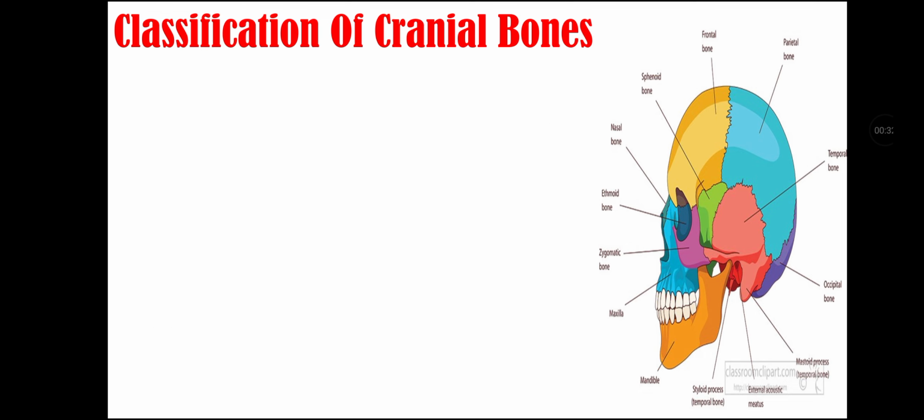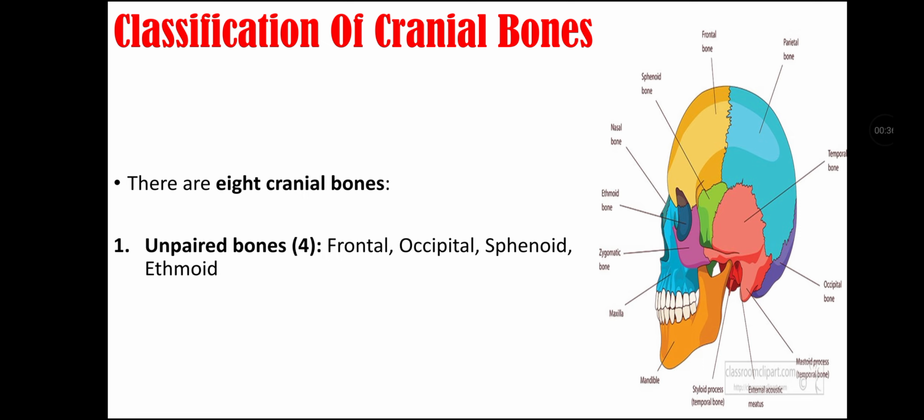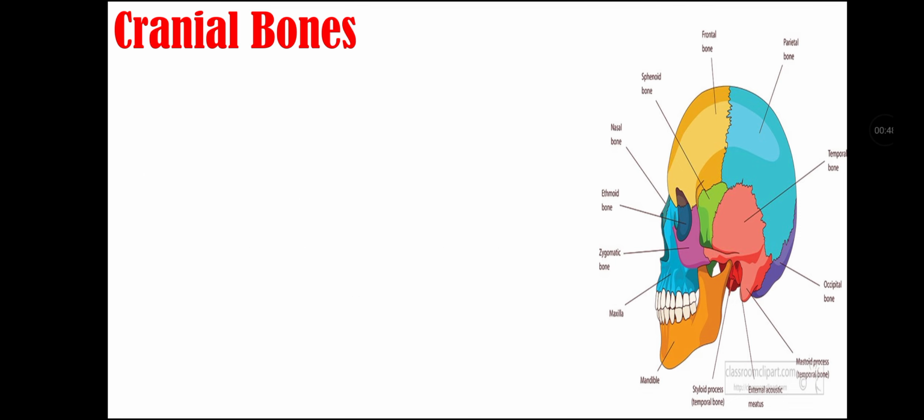Classification of cranial bones. There are 8 cranial bones that include 4 unpaired bones that are one frontal bone, one occipital bone, one sphenoid bone and one ethmoid bone. Then there are 4 paired bones that includes 2 parietal bones and 2 temporal bones. Now let's talk about these bones one by one.